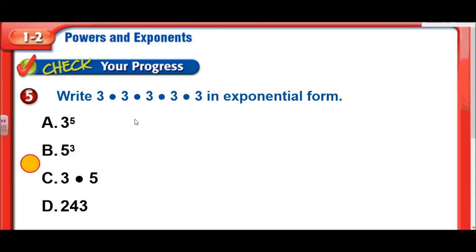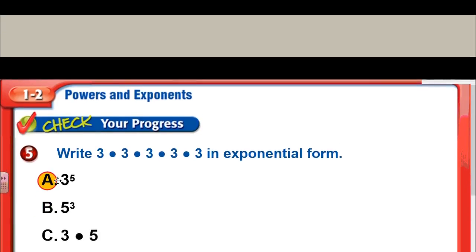Alright, let's try another one. So what would this be in exponential form? We have 3 times 3 times 3 times 3 times 3. Take a look at those. See if you can figure out which one that would be. Did you figure it out yet? Well, 3 is used as a factor 5 times. So this ends up being 3 to the 5th power.